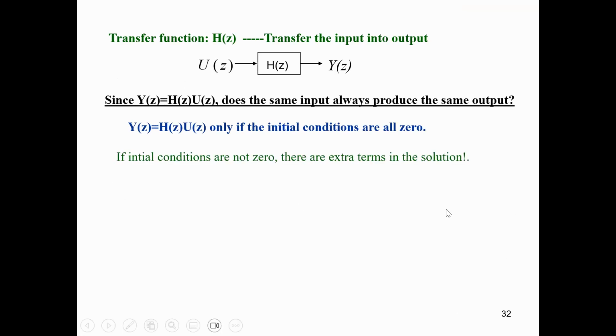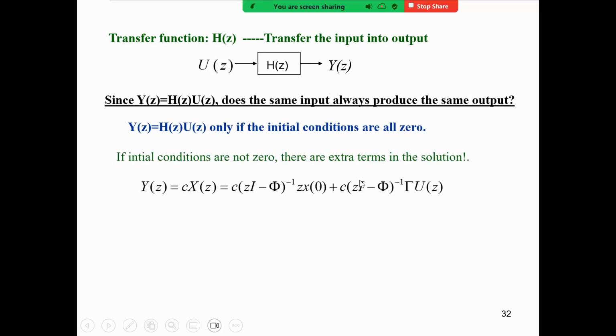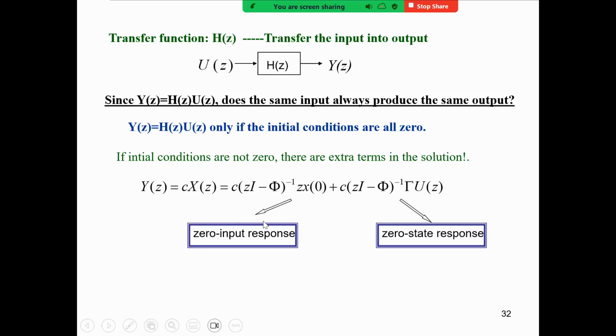If the initial condition is not 0, we know this is the solution, right? I just showed you the solution. The output will depend upon the initial condition and depends upon the input. Again, this is what we call the zero input response. The other term is the zero state response.